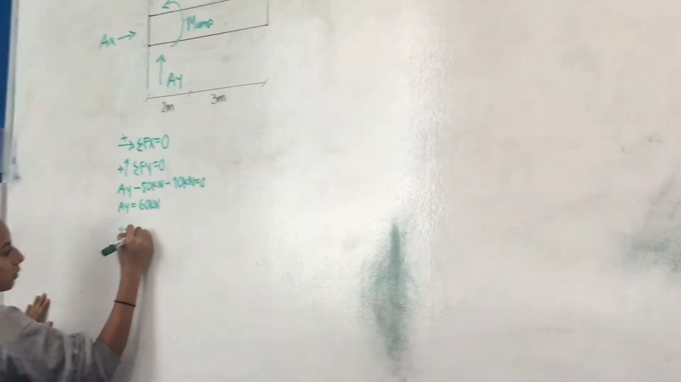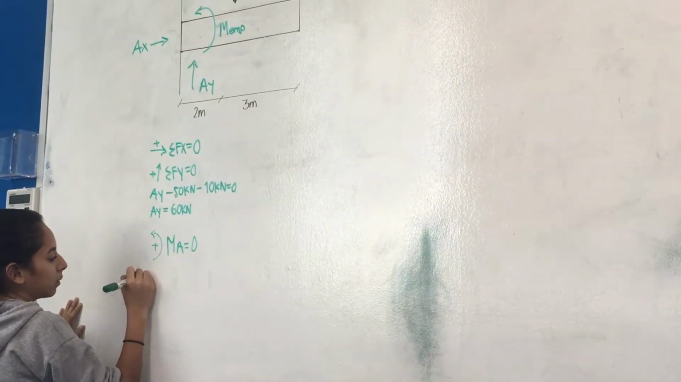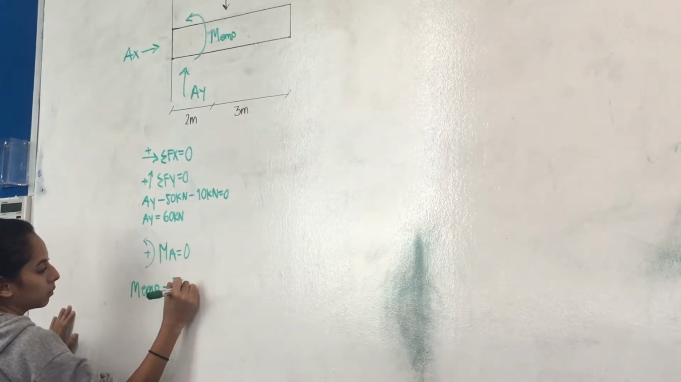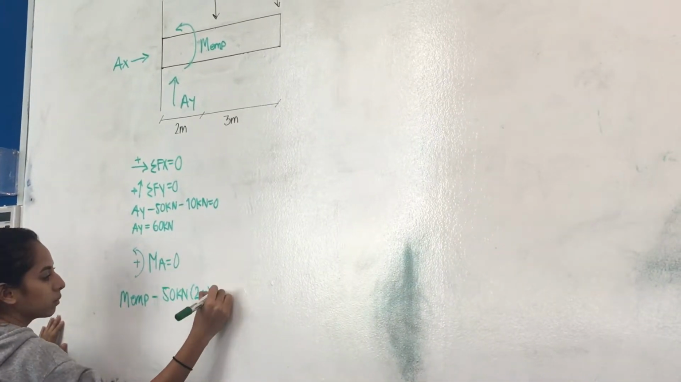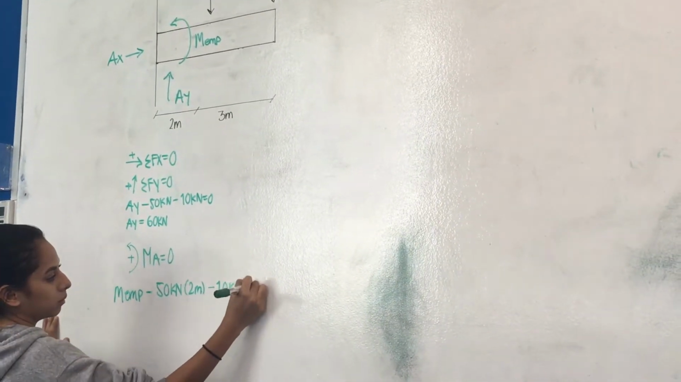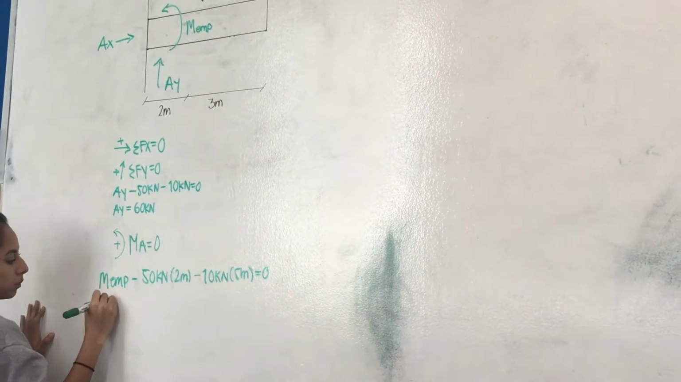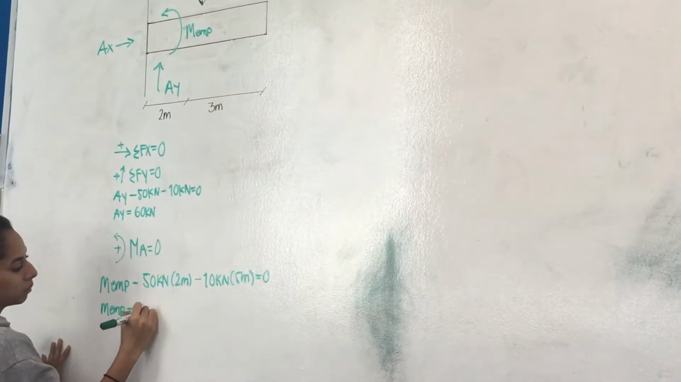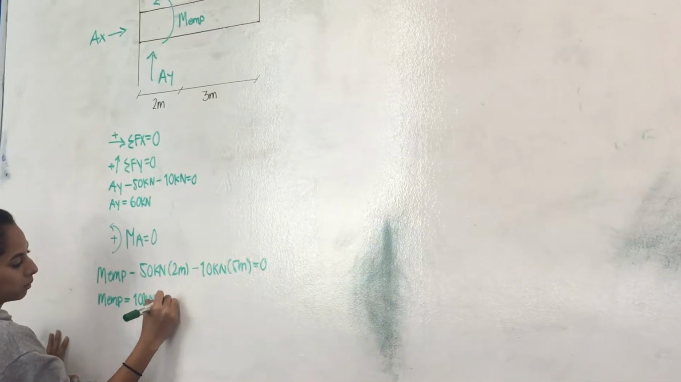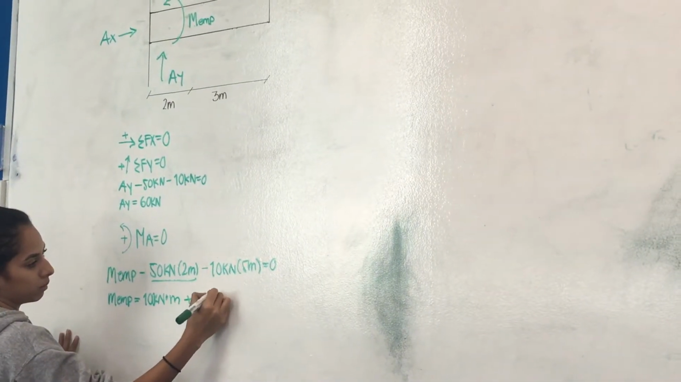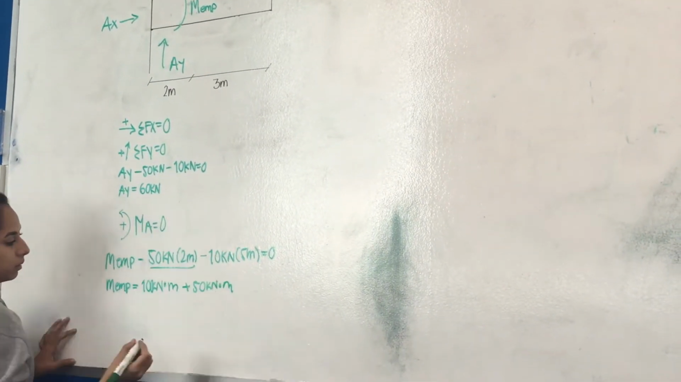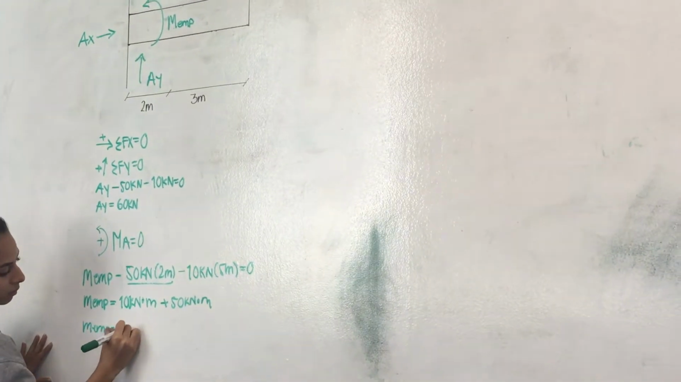And for the last one, we get the moment. That is the cantilever moment minus 50 multiplied by 2 minus 10 multiplied by 5 equals 0. That gets 100 plus 50, and the result is 150.